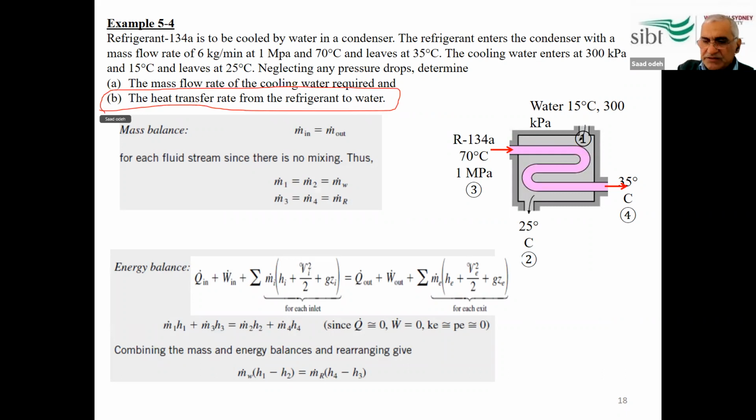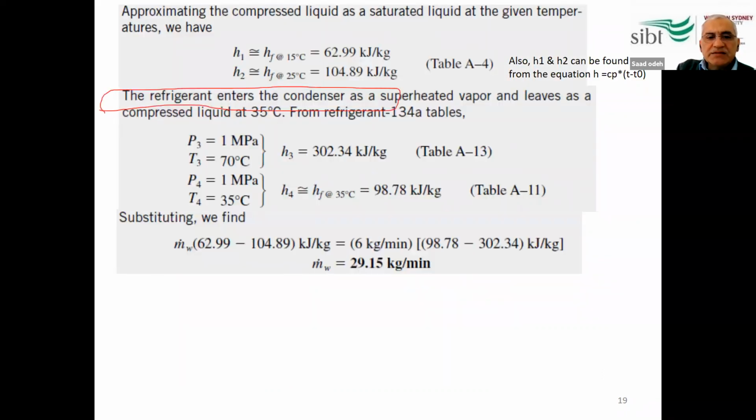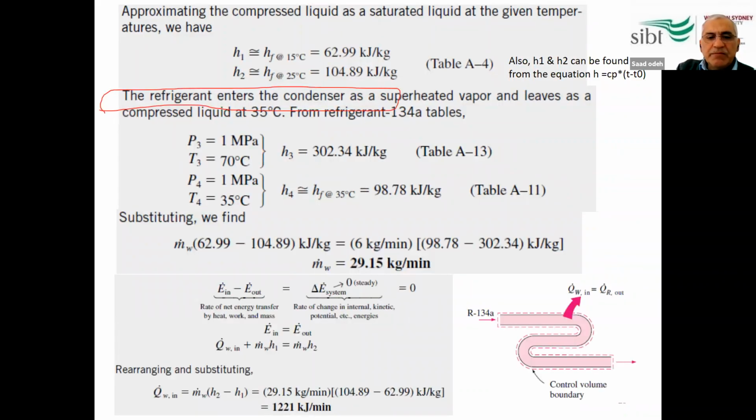And heat transfer rate, as I said, you can use the amount of heat, the water flow rate multiplied by delta H, or you can say the refrigerant flow rate multiplied by delta H of the refrigerant. Same thing, you get the same answer because they are in balance. Okay, so this is the answer of the solution of the example.